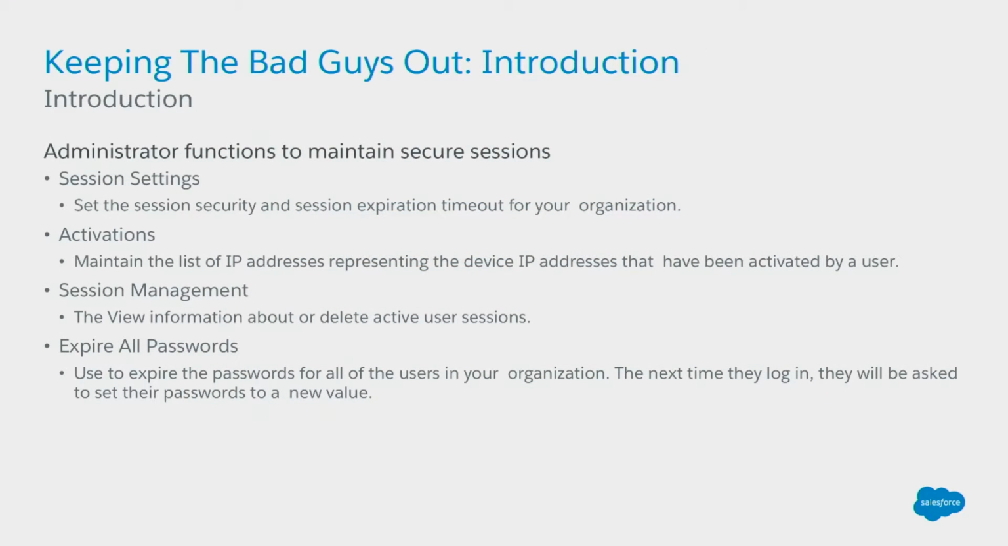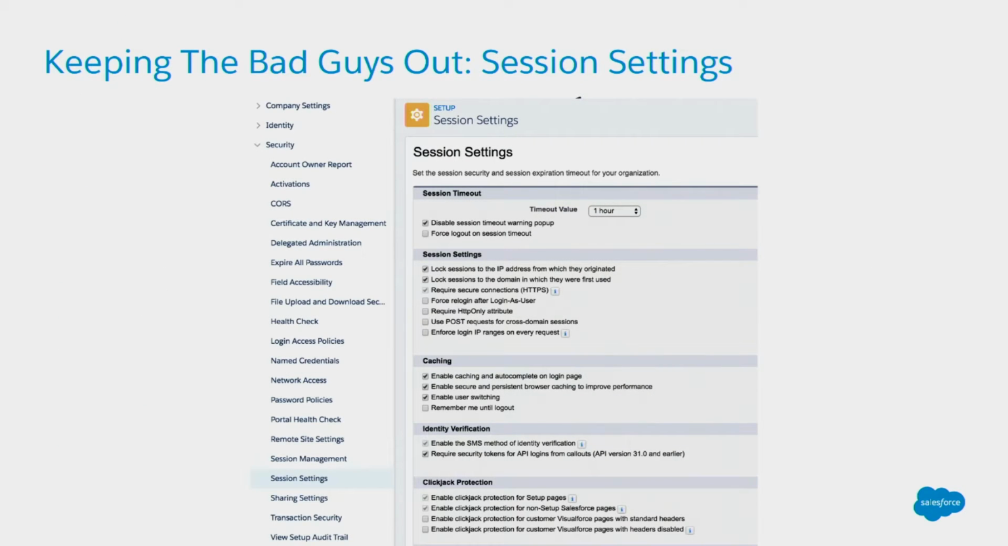So in this section, we are going to talk about session settings, which will explain how you can do session expiration. Activations: as Swapnil mentioned, when the user logs in from a different IP address than your VPN, an activation message is sent, and that is logged, and you can go and remove that IP address. The session management, how you can delete and remove sessions. And the last thing is expire all passwords. This is the worst case scenario. If there's a compromise of user passwords, you can go to this page and expire all the users' passwords. Let's dig deep into each one of them.